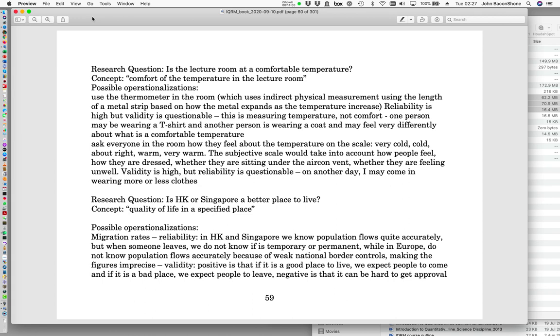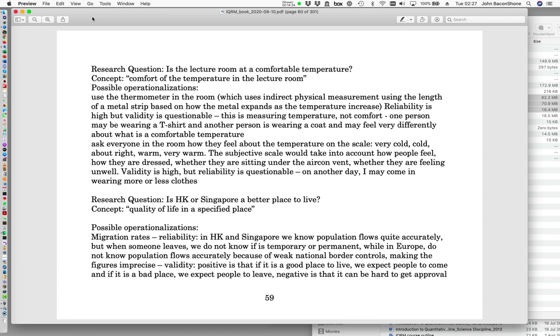On another day, if I come in wearing more or less clothes, I may rate the room comfort quite differently, even if it's the same temperature. So we've got a problem of reliability across the individuals in the room, and also across time if we come back and do a measurement on another day. We can see that both of these measurement tools have their own strengths and weaknesses. Okay, so that's a relatively simple one to start with.